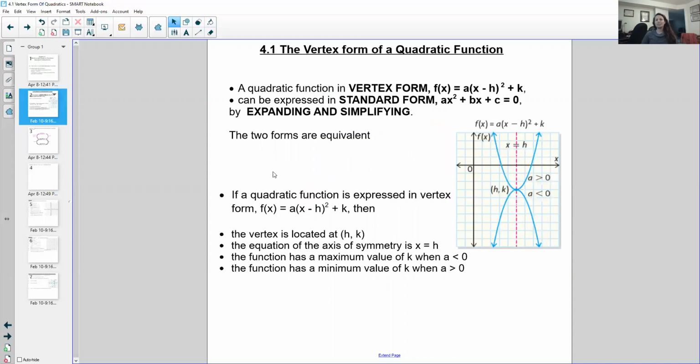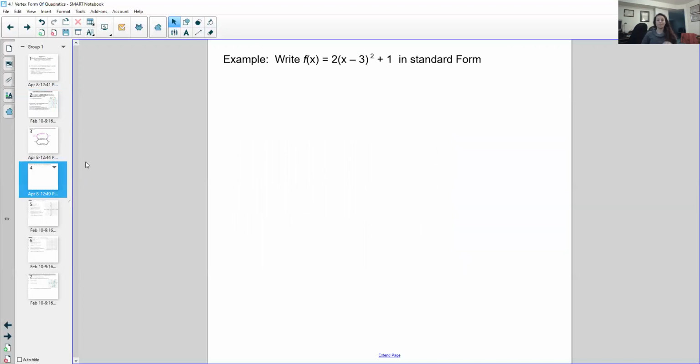A few refreshers. This is your vertex form up here. H and K are your vertex. Standard form is this guy right here. Our C value would be our Y-intercept. And to be honest, there's not much else that we really need to know. Your vertex is the highest or lowest point of a parabola. I think we can move on from the tiny details.